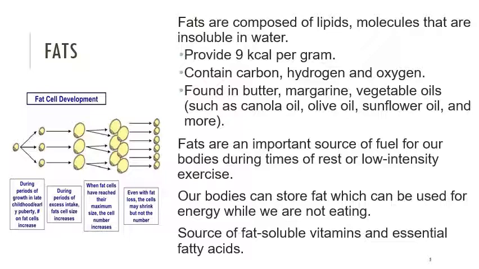Here you see this little diagram, fat cell development. During periods of growth in late childhood and early puberty, fat cells increase. During periods of excessive intake of fat, cell size increases. When fat cells have reached the maximum size, they cannot grow anymore, so they create more fat cells. So let's just say you have a lot of fat cells, and all of a sudden you say, I'm going to go on a diet. Then I'm like, how come I can't get as thin as I used to? Because maybe your body produces more fat cells, but you can't get rid of those fat cells. They can shrink, but they don't just disappear.